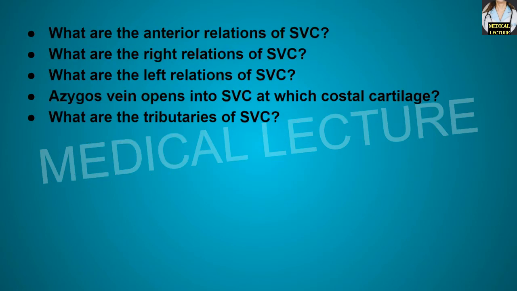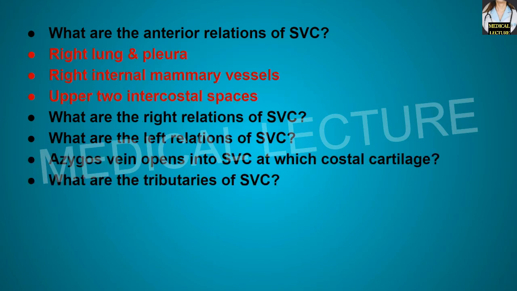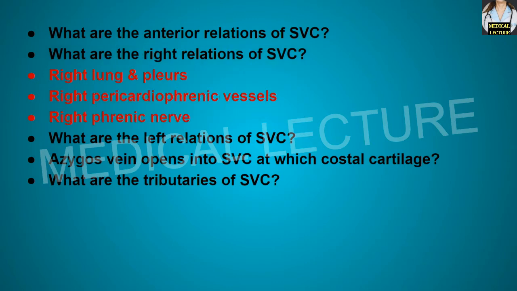What are the anterior relations of the superior vena cava? So they are right lung and pleura, right internal mammary vessels and the upper two intercostal spaces. What are the right relations of the superior vena cava? So they are right lung and pleura, right pericardiophrenic vessels and the right phrenic nerve.